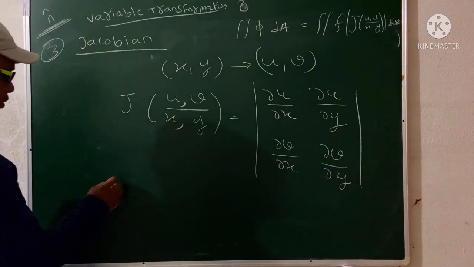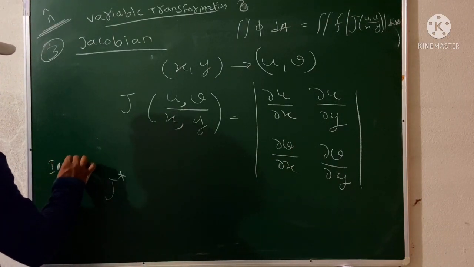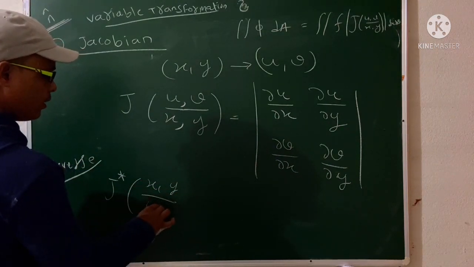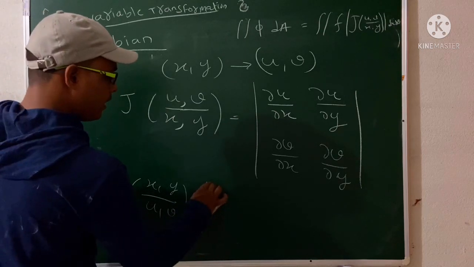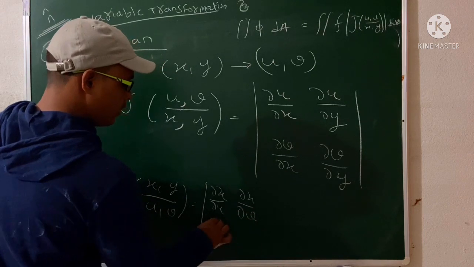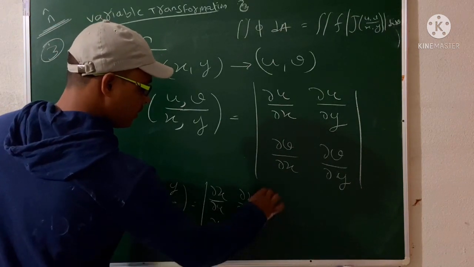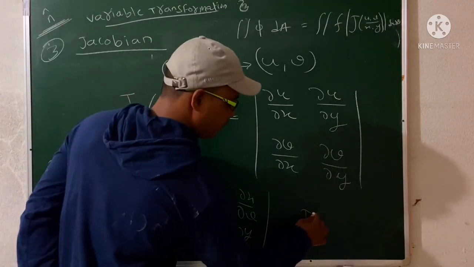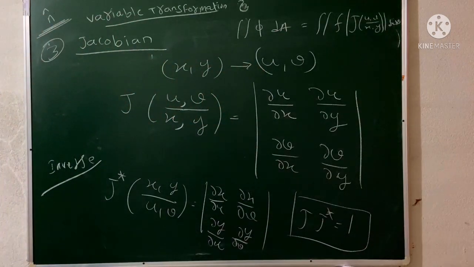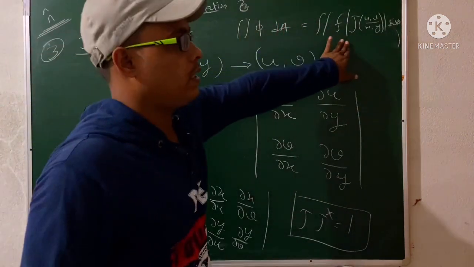Similarly, I have told you about another one, the inverse Jacobian. This is nothing but x y divided by u v. That will be del x by del u, del x by del v, then del y by del u, then del y by del v. So this is another Jacobian, and remember J into J star equals 1. This one we don't need; we need the other one. Then use this in the surface integral.